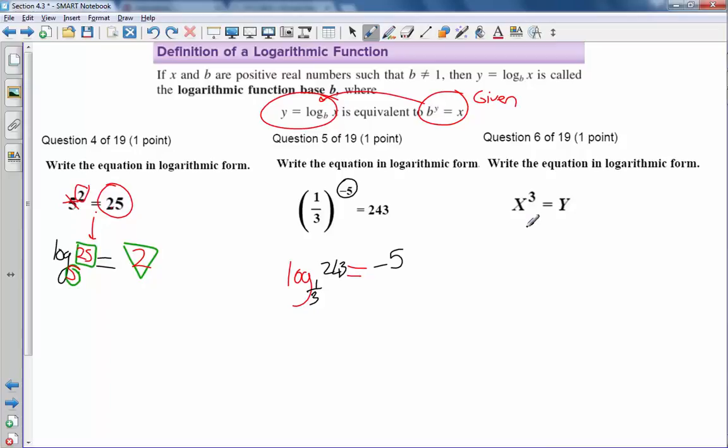How about this? Still there are 3 objects here, x, 3, and y. You just need to put them here. Logarithm of base what? X of y equals 3. Okay?